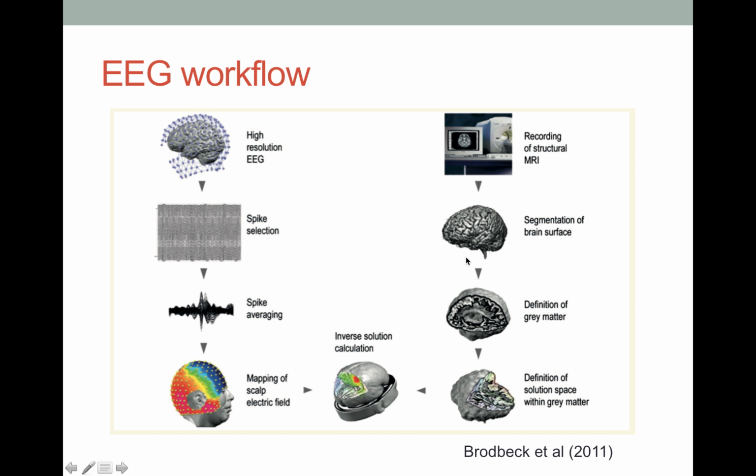On the other side, we can see what is happening with the MRI images. So the MRI data is collected. The images are then segmented into different types of neural tissue, so into grey matter, white matter, and cerebrospinal fluid. And it's the grey matter segment that's used. The activity from the EEG is then mapped onto the grey matter segment using a type of inverse solution calculation.